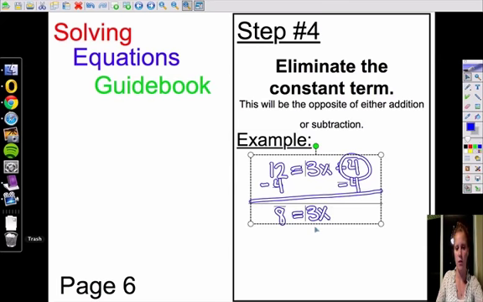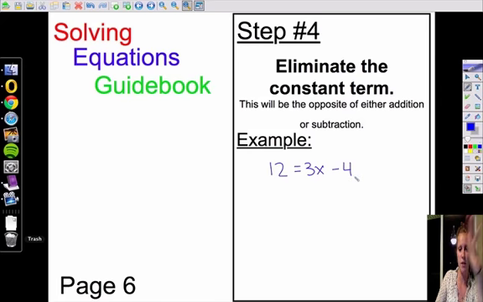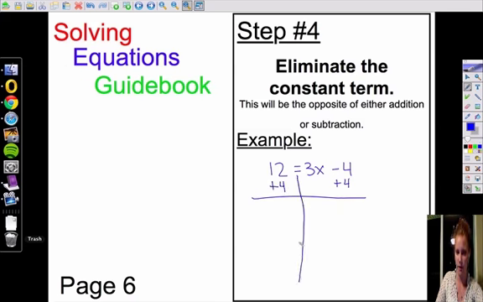What if we had 12 equals 3x minus 4? Now, to get rid of that minus 4, I'm going to do the opposite, so I'm going to add, because a negative 4 plus 4 gets me 0. So I'm going to add 4 to both sides, and make sure I have my line down from my equal sign. Negative 4 plus 4 is 0, and I have 3x here. 12 plus 4 is going to be 16. That's eliminating my constant term.